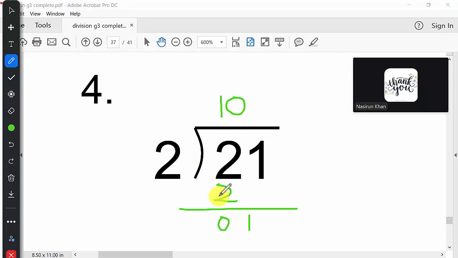Okay, so 0 times 2 is also 0, and now this one is the remainder. So the answer is 2 remainder 1. Okay, so that's it. Let's do another number, number 5.